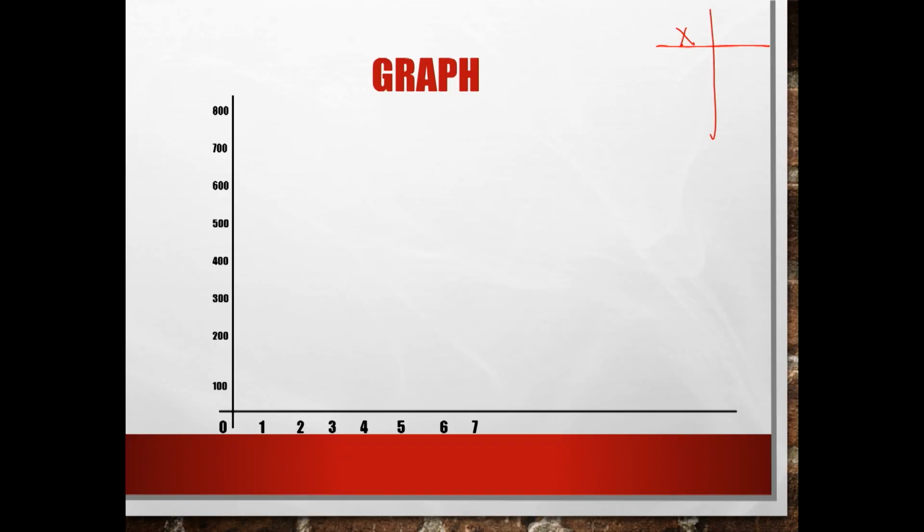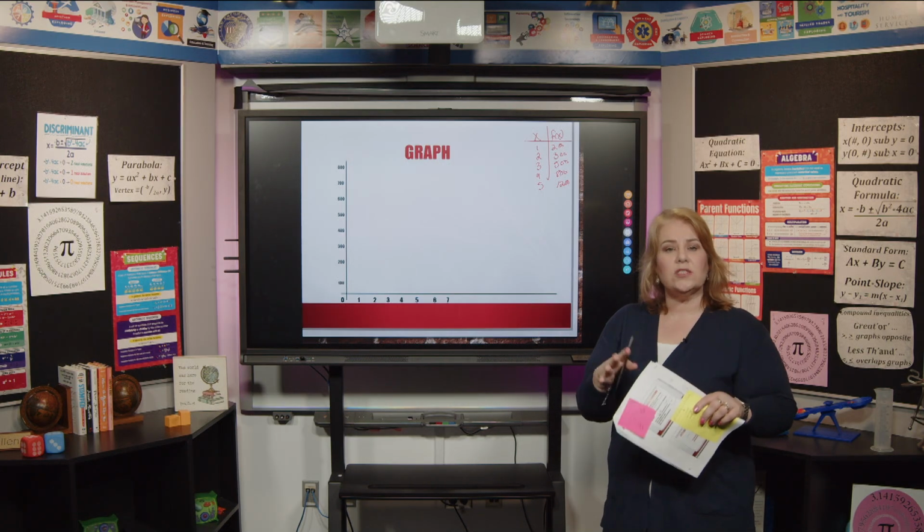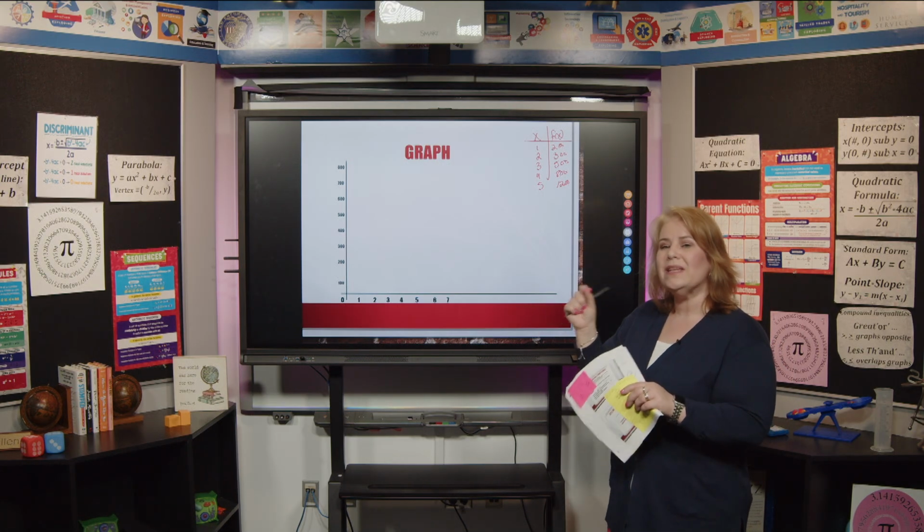So we had our x and our f of x, and we had 1 and 200. We had 2 and 300. We had 3 and 500. And we had 4 and 800. And we had 5 and 1200. So let's just go ahead and graph these and see what this looks like. I'm going to graph it up here on the board. I want you to graph it on your notes page or maybe on some graphing paper. And let's see what it looks like.